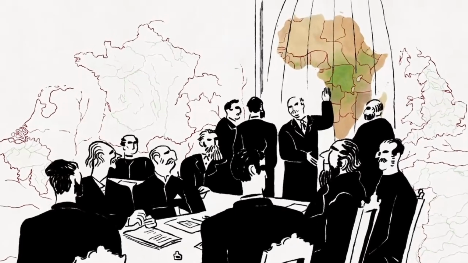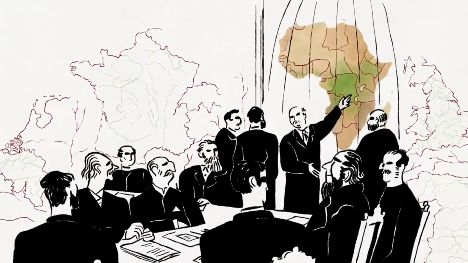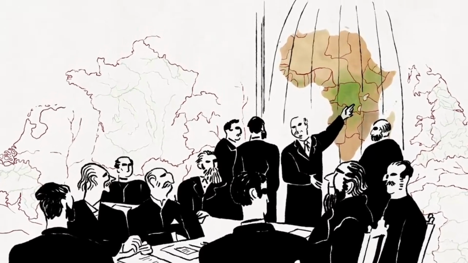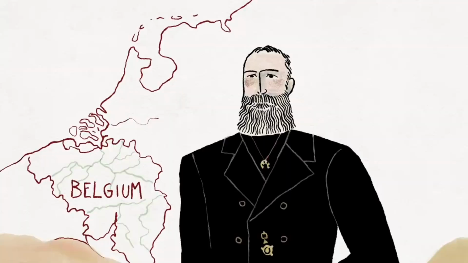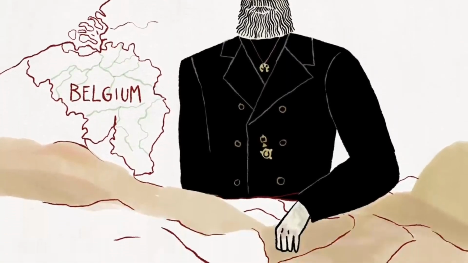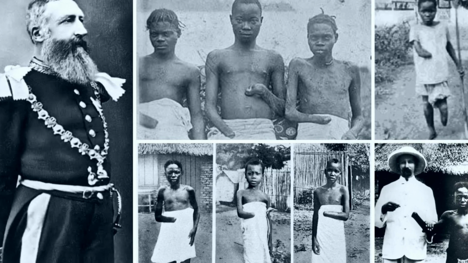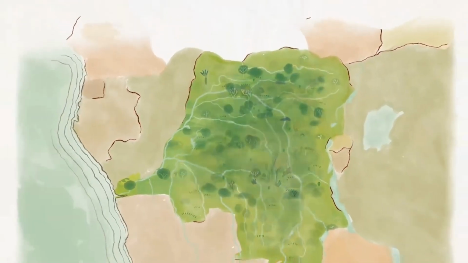Leopold persuaded the US and European powers to grant him ownership of the Congo, pledging to protect free trade in the region. And on May 29, 1885, a territory more than 80 times the size of Belgium and home to 20 million people was declared his own private colony by no one it actually belonged to.